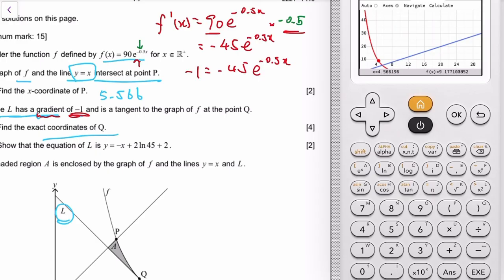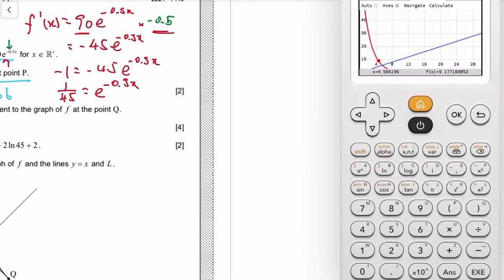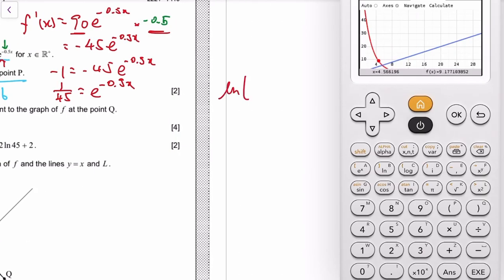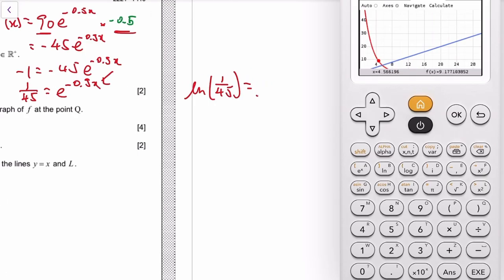Now maybe you want to use the calculator right now, but if you do that, you won't be able to get the exact value. The calculator will only give you an ugly decimal. So that won't be exact. So we have to do this ourselves. We will divide by the 45. So 1 over 45. Well, the negatives cancel out. So 1 over 45. Then we ln both sides due to the e and the fact that the unknown is on top in the power.